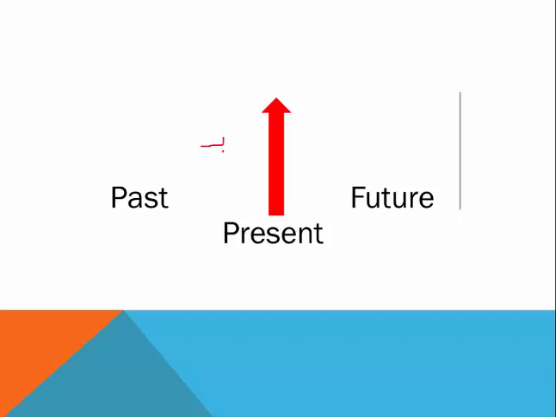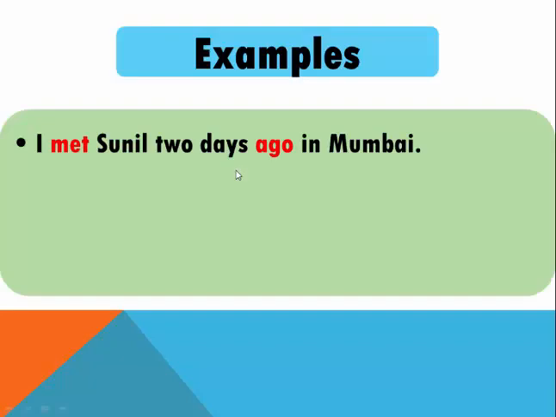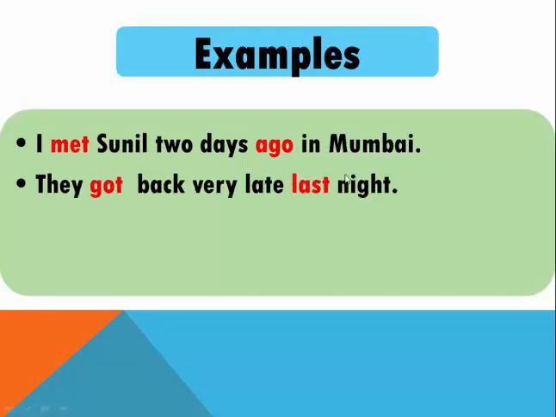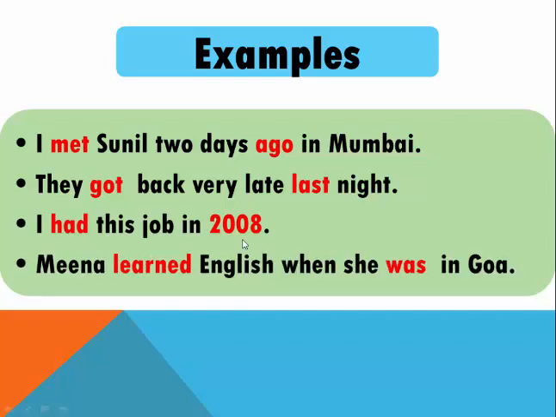The action started in the past and finished in the past only. It's not coming into the present. Let's see examples. I met Sunil two days ago in Mumbai and they got back very late last night. Every action was done in the past only. I had this job in 2008. I learned English when she was in Goa.